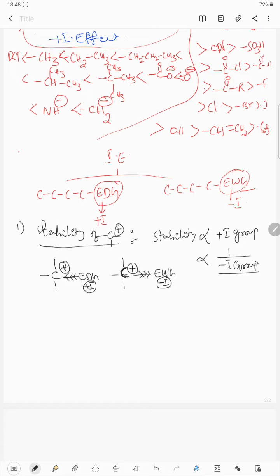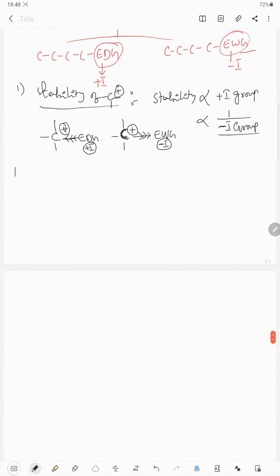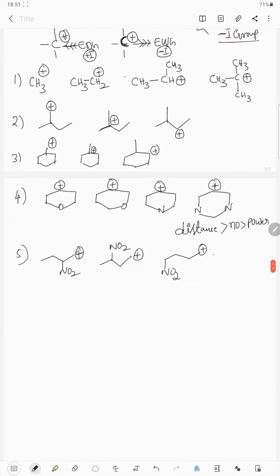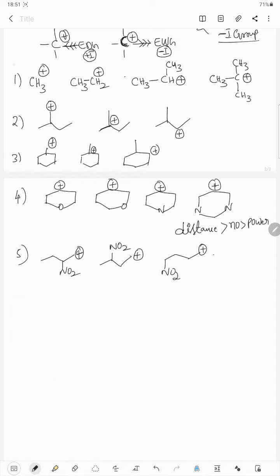So now I am going directly to the applications. The first application I am writing. Listen carefully. Okay, let's see students. I have written here 5 examples. So which carbocation is highly stable, which carbocation is least stable, we will discuss now.